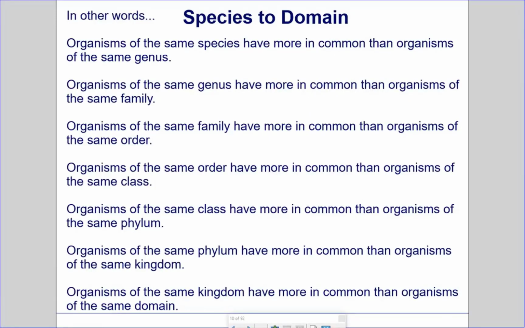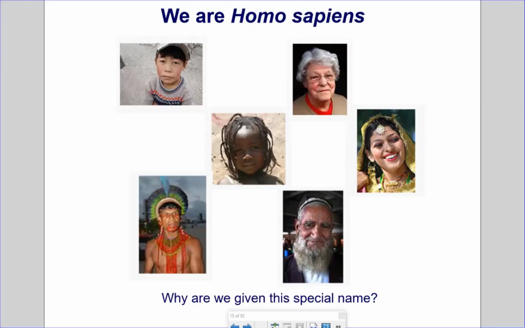Species to domain. In other words, organisms of the same species have more in common than organisms of the same genus. Organisms of the same genus have more in common than organisms of the same family. Organisms of the same family have more in common than organisms of the same order. Organisms of the same order have more in common than organisms of the same class. Organisms of the same class have more in common than organisms of the same phylum. Organisms of the same phylum have more in common than organisms of the same kingdom, and organisms of the same kingdom have more in common than organisms of the same domain. We are Homo sapiens. Why are we given this special name?